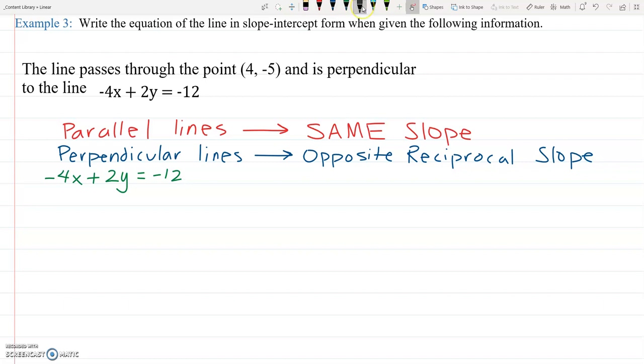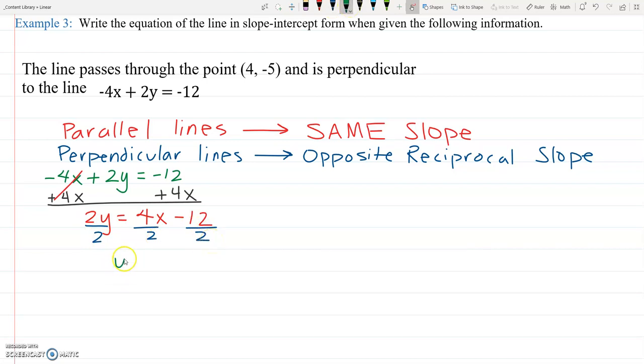So hopefully you did this 1,000 times in algebra, but I'm going to start by moving this entire x term over here, plus 4x on both sides. Okay, so I've got 2y equals positive 4x minus 12. Those are not like terms, so I can't combine them. One's a constant, one is a variable. I write the x term in front because that's what slope-intercept form looks like. Okay, and then the last part here is I'm going to divide everything by 2. So I've got y equals 2x minus 6.